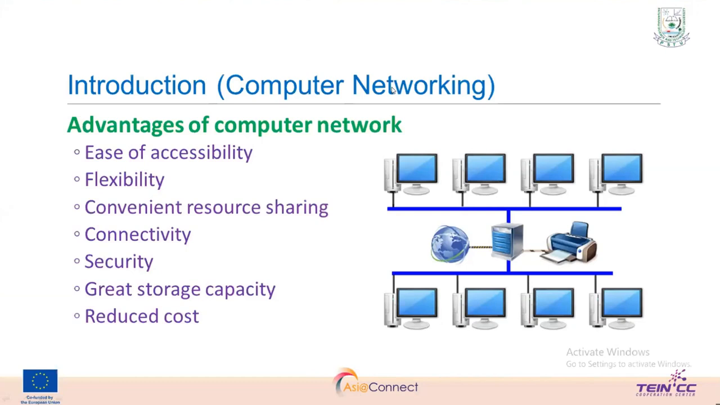So ease of accessibility, it has flexibility, and convenience of sharing resources. We can send an enormous amount of information. We can share it secretly. We can make secret communications in a convenient way. There is connectivity, and it will maintain security. Great storage capacity, like different cloud storage. We can store all of our information to the network clouds or cloud servers, so that there is a limited risk of losing that information, and it also reduces the cost of communications.